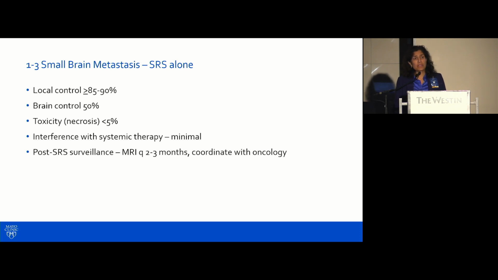Interfering with systemic therapy, very little. You can do this one day, continue on chemotherapy, do it between cycles, do it concurrently. And ideally, they need to get surveillance. We use MRIs, but at least some sort of surveillance to be coordinated with their systemic therapy so that you can manage the subsequent metastases when and if they occur.